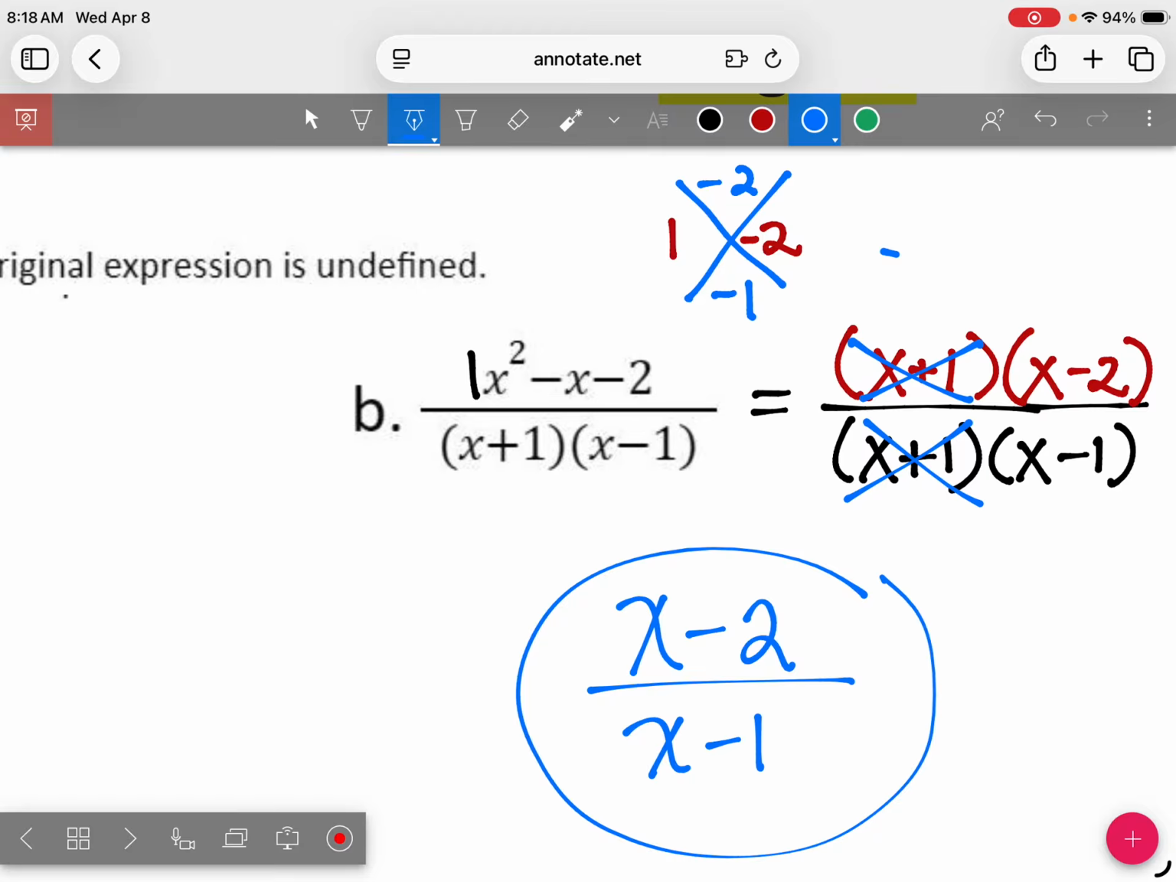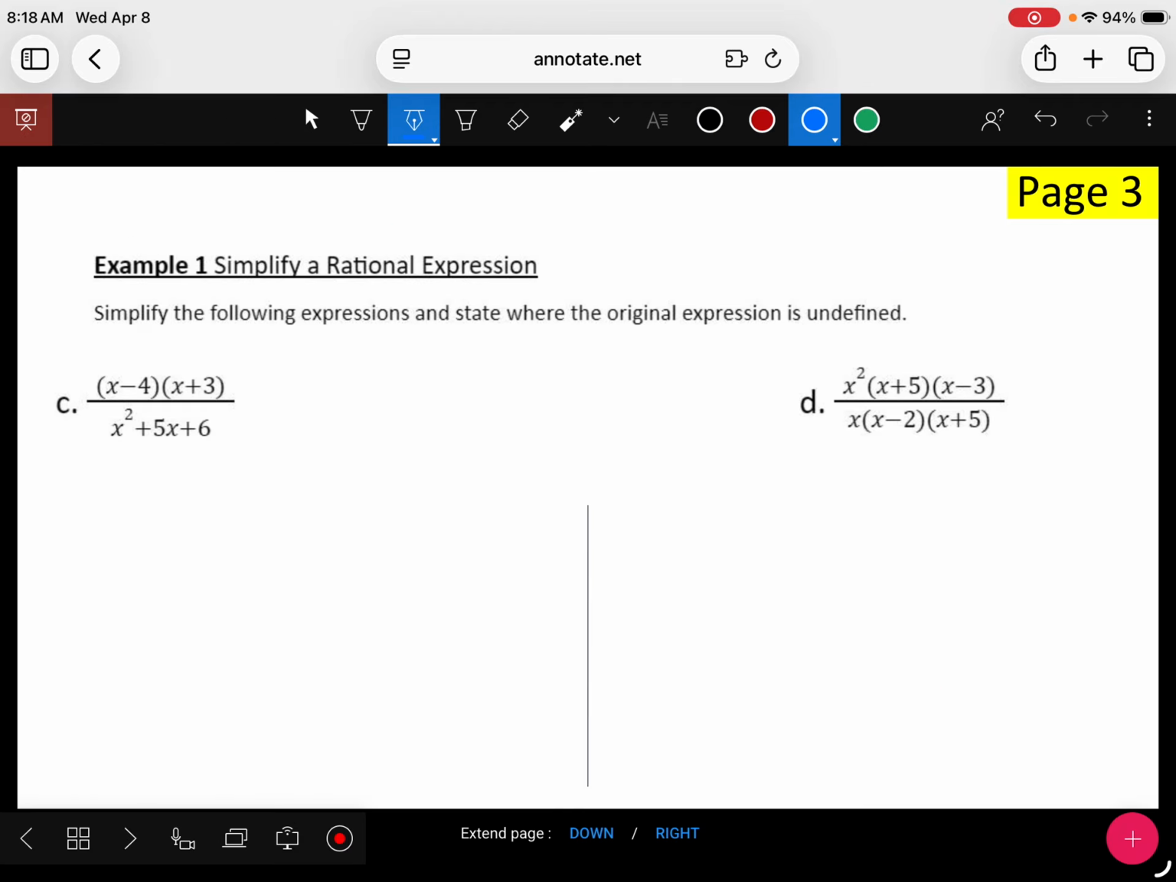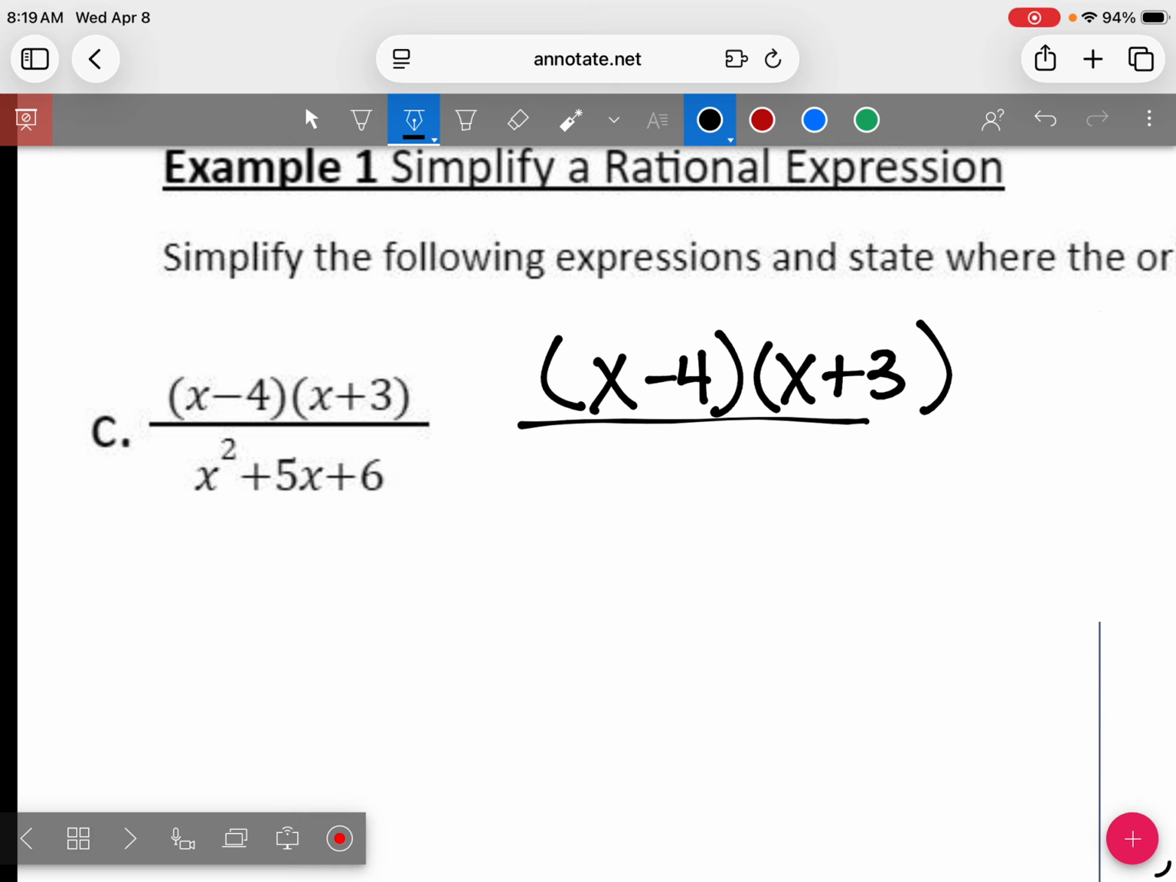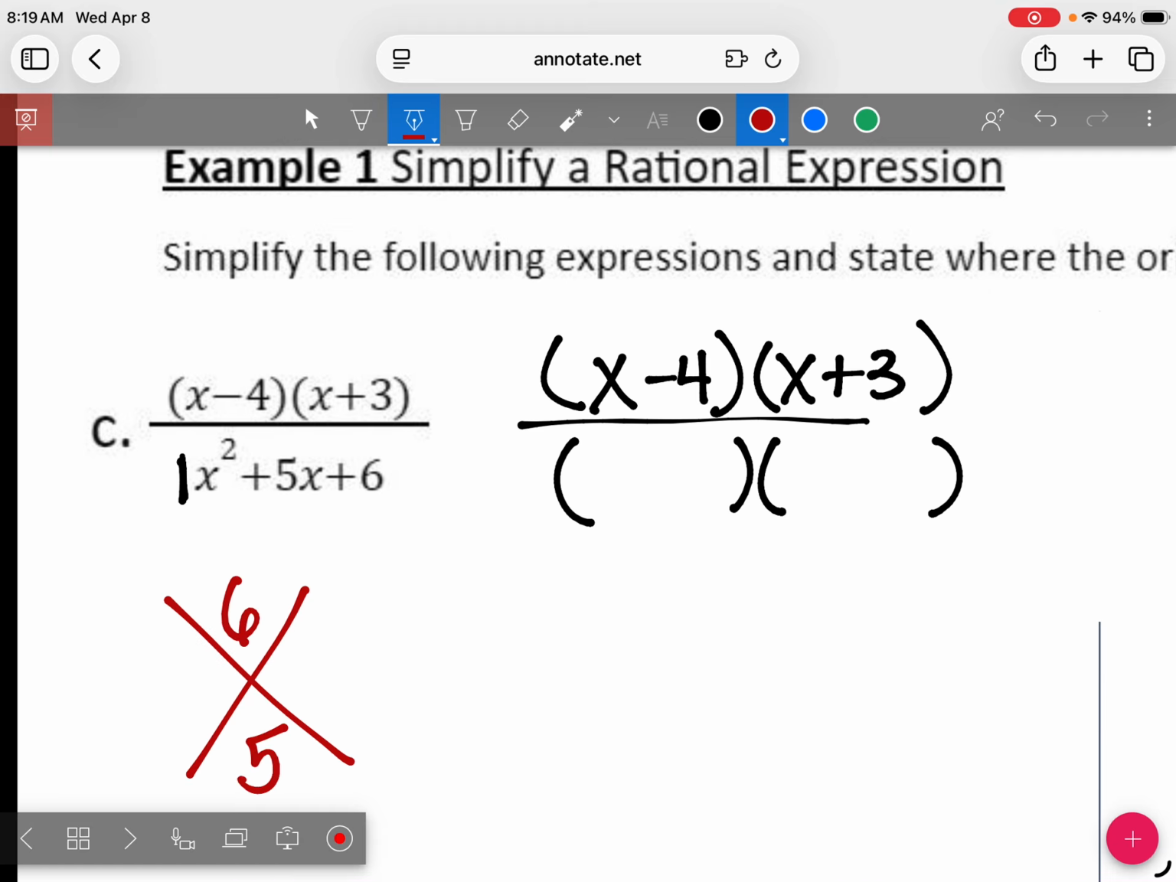All right, let's look at question C. They did the work at the top, but they didn't do the work in the bottom. So we know our top is x minus 4, x plus 3, but we don't know the bottom. Again, A is 1.